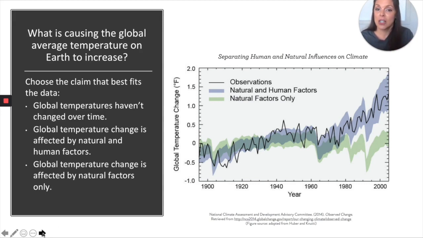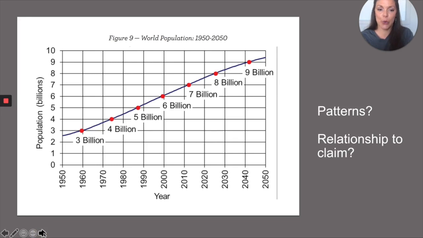So to make a strong scientific argument, remember, we want multiple pieces of evidence. So let's take a look at a couple more. This is included on your handout, so you can pause the video and take a look at it now, or you can look at it on your handout in just a moment.